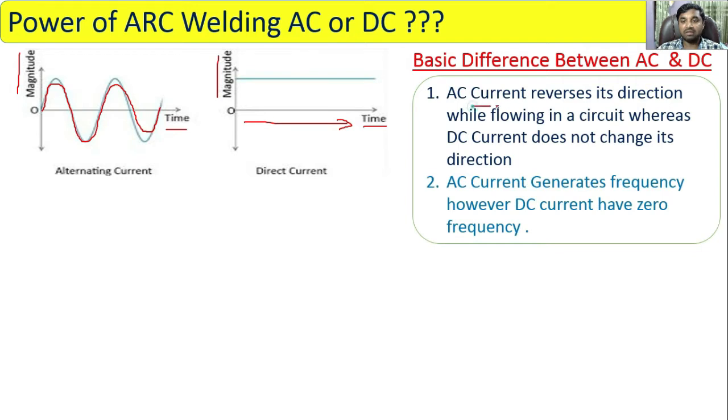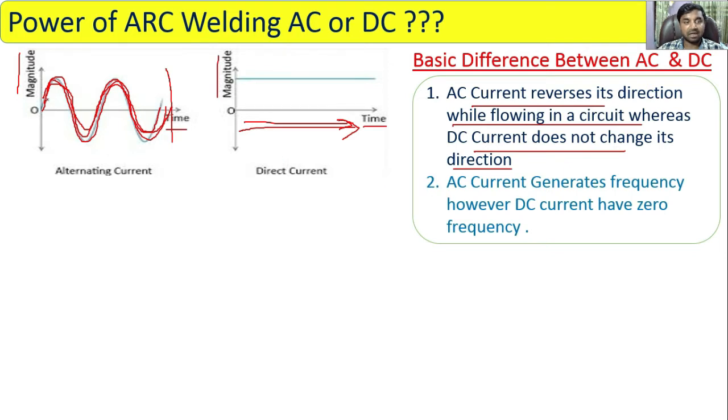You can see the AC current reverses direction while flowing in the circuit, whereas DC current does not change direction. So in magnitude you see here it goes like this way, flows, and again up to 180 degrees, then again it changes to flow from here to here in direction. So that is called flowing in the reverse direction in the circuit, that is called AC. And if it goes in a single direction, that is called DC. So you understand AC and DC, this is the main difference.